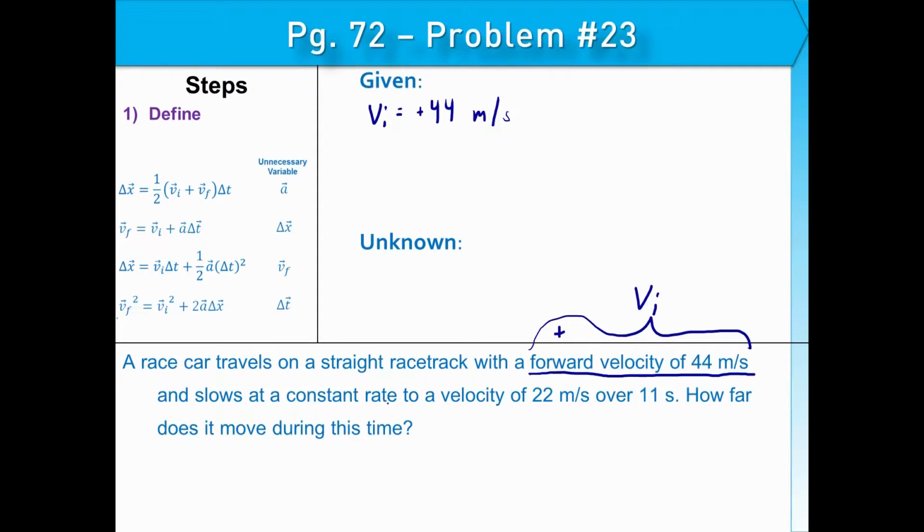And slows at a constant rate to a velocity of 22 meters per second. So its initial velocity is 44, and the race car slows down to 22 meters per second. So this right here is final velocity. So I'll go up here. Final velocity is going to be a plus 22 meters per second. We're assuming that the car did not reach 0 meters per second and then turn around. Over 11 seconds then. So this is the time.